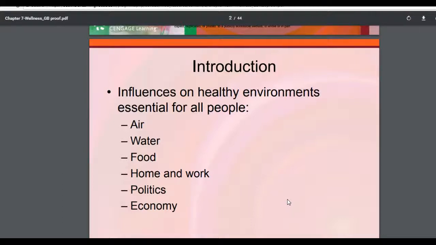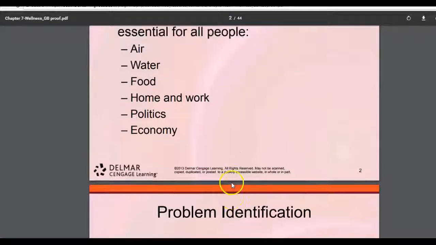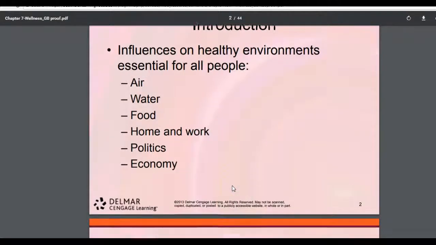health instability as well. So those are all aspects of an environment, and healthy air, water, food, home, work, politics, and economy will again help promote health. And if they're all unhealthy, it's going to promote unhealth.